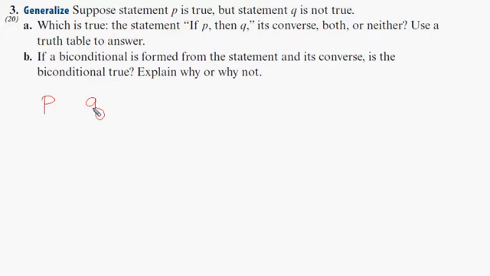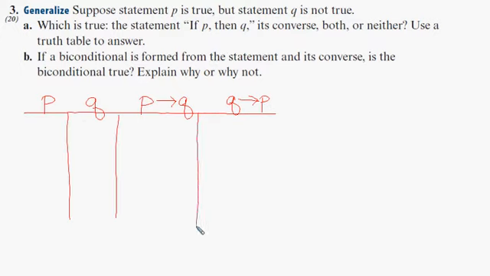P, Q, and then here's the statement, if P, then Q. And then the converse, I hope you remember this, the converse is just if Q, then P. All right, so let's just create these scenarios here. So to make sure we have all of our combinations here, true, true, false, false, and then we can have true and true, true and false, false and true, and false and false.